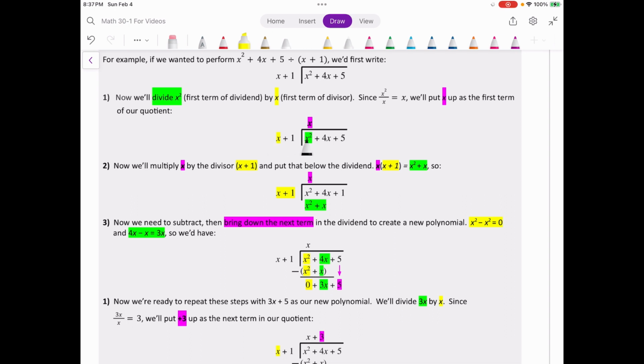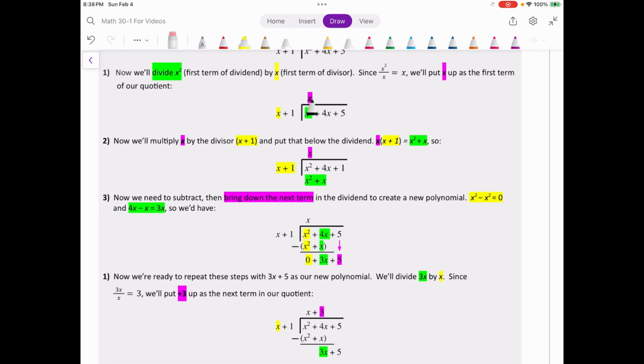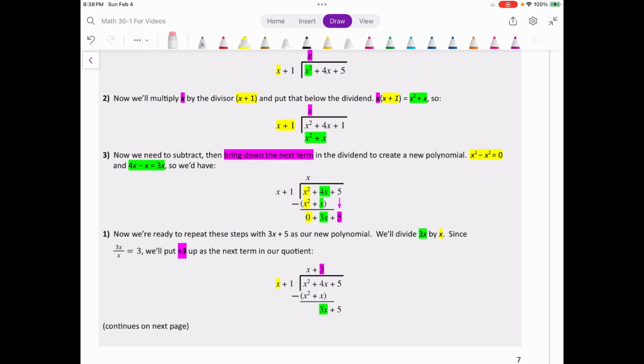So x squared divided by x is just x, right? You can think of that as x times x over x. So that's just going to give us x, since x over x is 1. And there we go, we put it up as the first term of our quotient. Step 1, done. We divided first term by first term. X squared over x is x. Divide, done. Now we multiply.